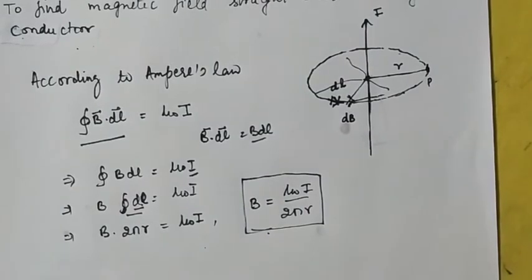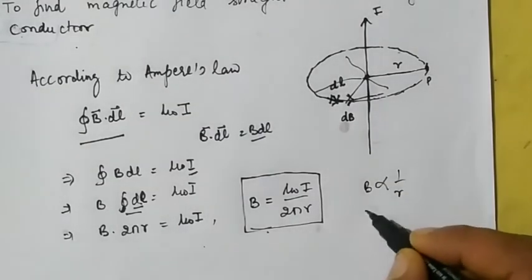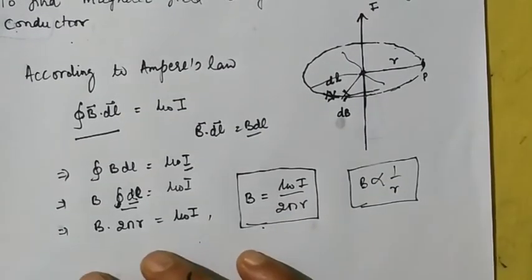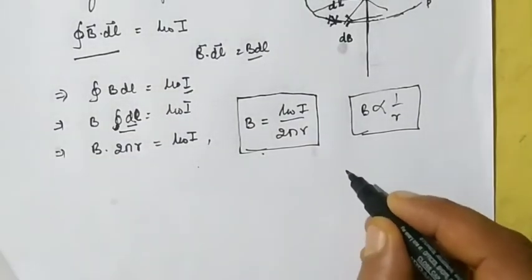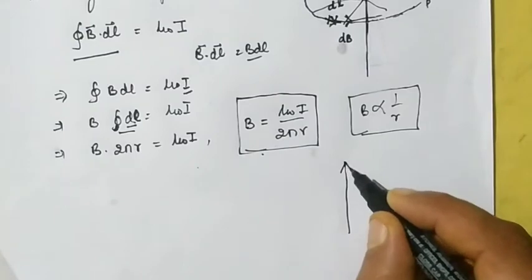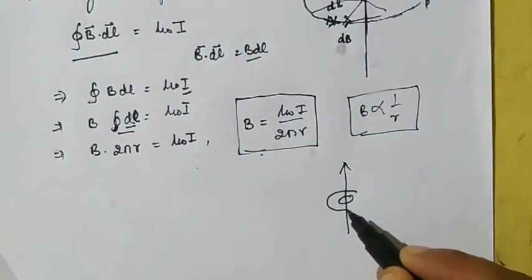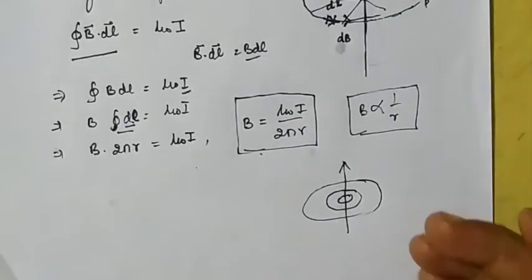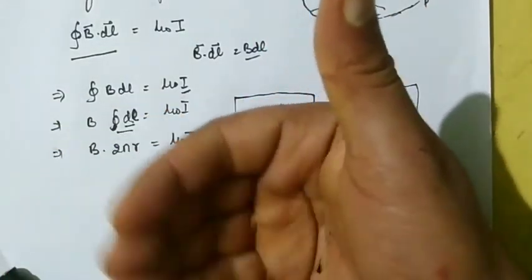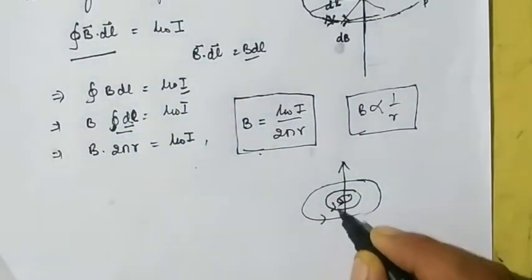From here you can see that the magnetic field is inversely proportional to the distance. And if you draw the magnetic field lines for the case of an infinitely long straight conductor, they will look like this. If the thumb is in the direction of current, the curling of fingers gives you the direction of magnetic field lines. So these are the directions of magnetic field lines.